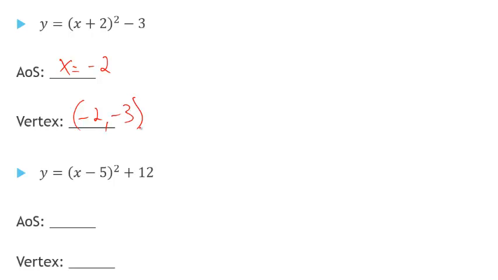Okay. Now for our second example, we have a negative 5, so our axis of symmetry will be x equals positive 5. And our vertex will be, bring down the h, that's a negative, so we need to make it a positive, so positive 5, positive 12.